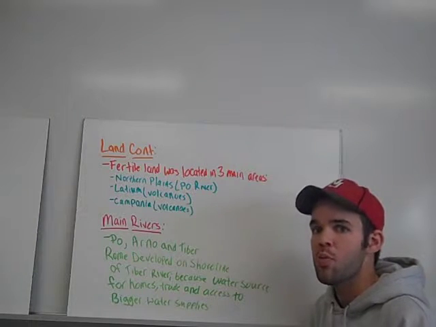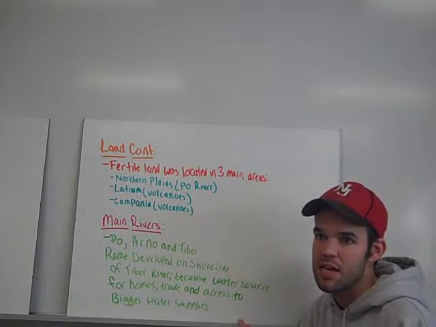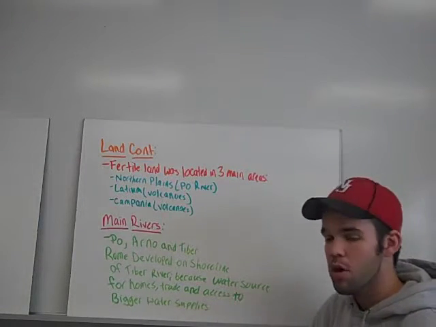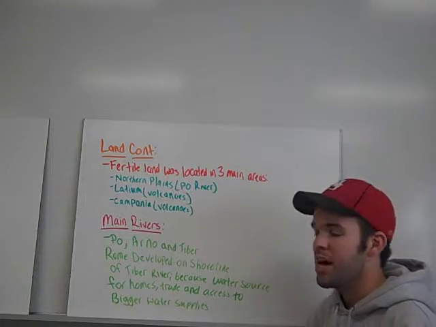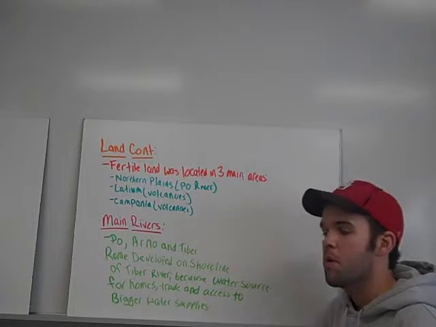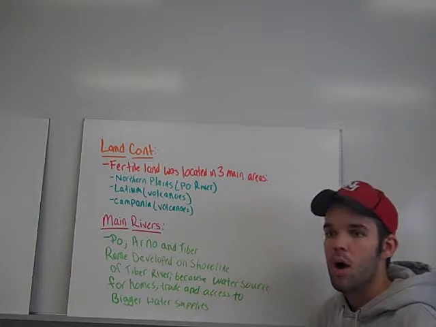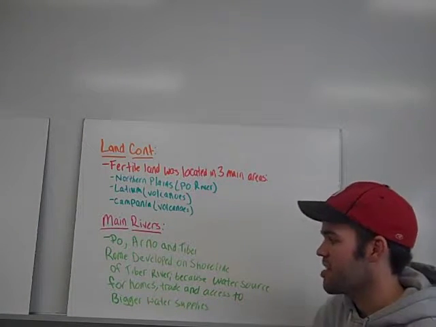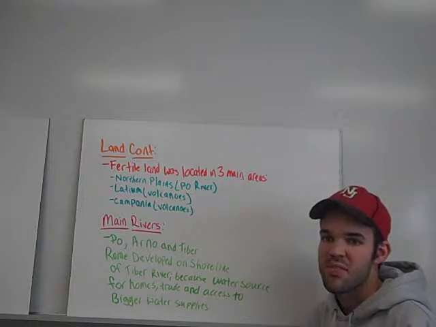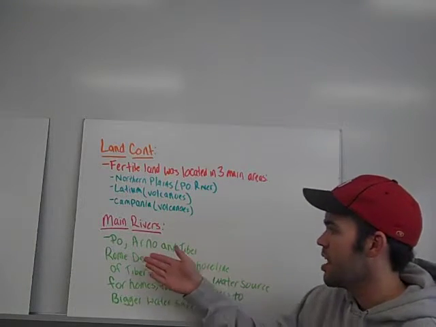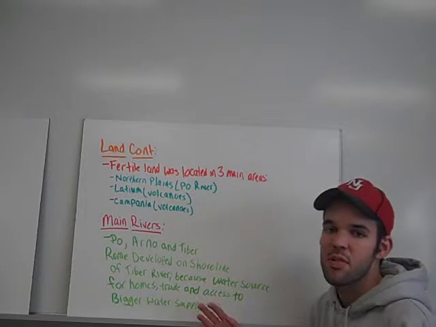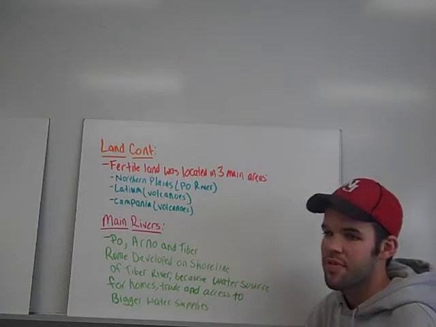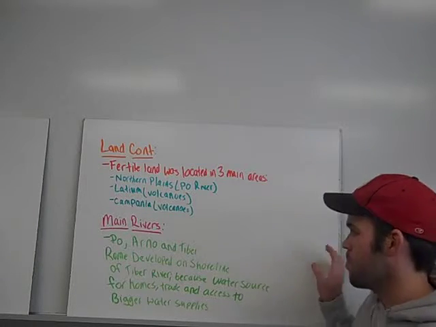You also have 3 main rivers in the Italian Peninsula area. You had the Po, you had the Arno, and you had the Tiber rivers. Rome developed on the shoreline of the Tiber River because the water source for homes, trade, and access to bigger water supplies was available. They didn't go on the Po or Arno because some of this was available, but most of it was not. So they developed Rome on the Tiber River.